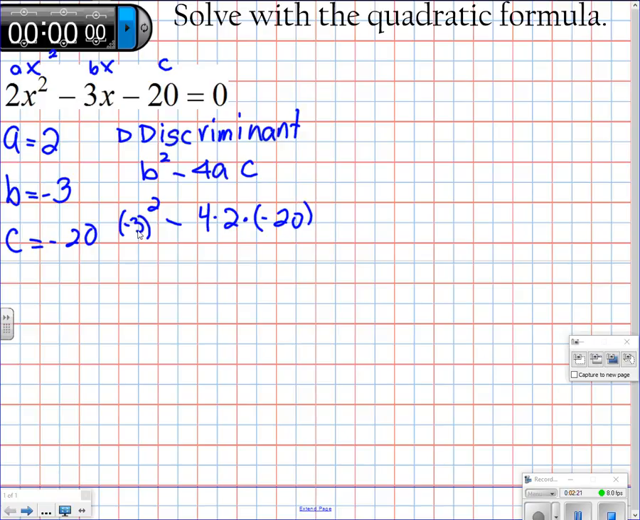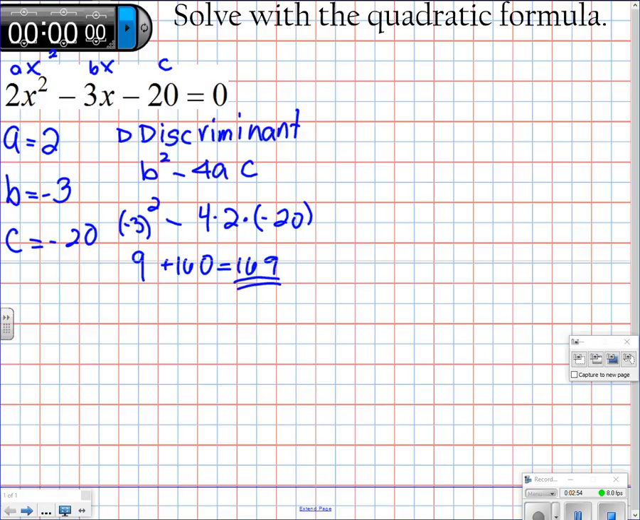Now, negative 3 squared means negative 3 times negative 3. That'll be 9. Negative 4 times 2 will be negative 8. Negative 8 times negative 20 will be positive 160. Negative times negative will give you a plus. Now, 9 plus 160 will give you 169. Okay, so my discriminant became 169.